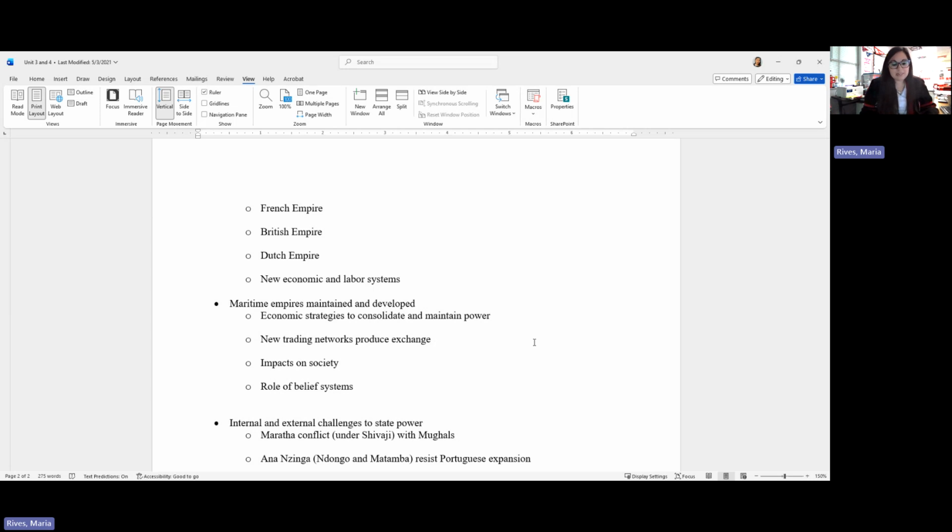Okay, maritime empires maintained and develop economic strategies to consolidate and maintain power. Mercantilism, joint stock companies sometimes administer empires. In the British and the French colonies, it's usually joint stock companies that set up a colony and kind of run that colony with the permission of the monarch.